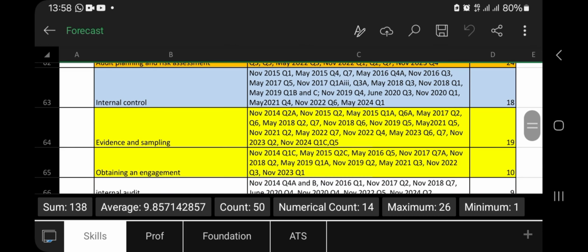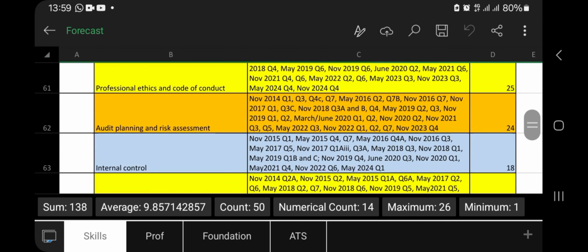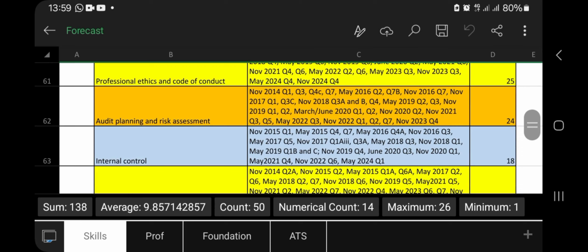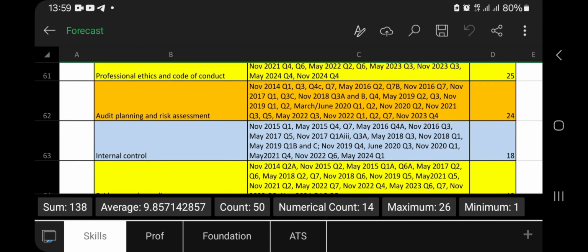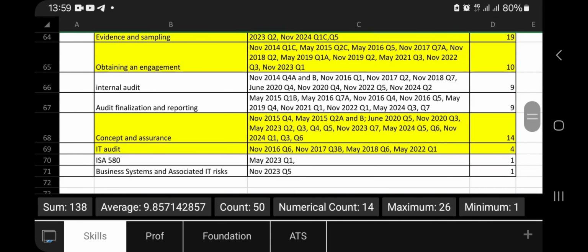So we're talking of internal control. Internal control is very critical. It was last examined in May 2024. It's probable in your May 2025 examination. All right, so that's that. Then you can move to the ones that are not highlighted at all, starting with audit finalization and reporting. I know it was examined last in May 2024, but it's also probable, and because of the importance of this particular topic to this paper, please ensure you start with audit finalization and reporting for those topics that are not highlighted at all.